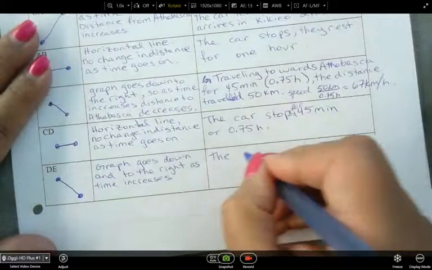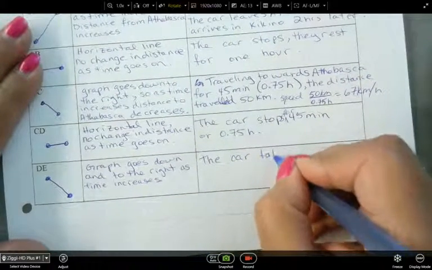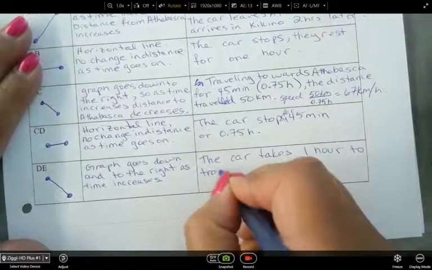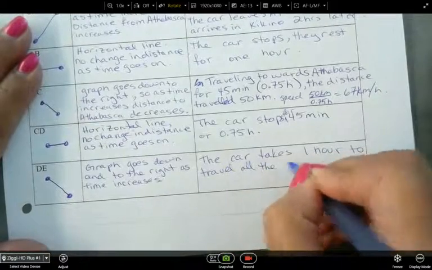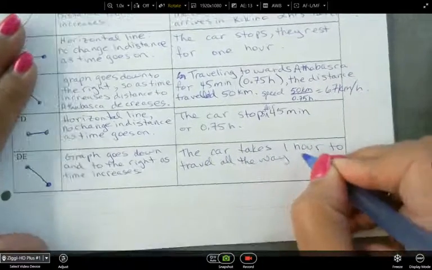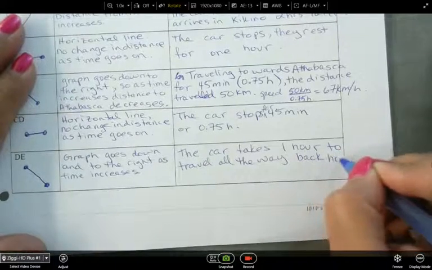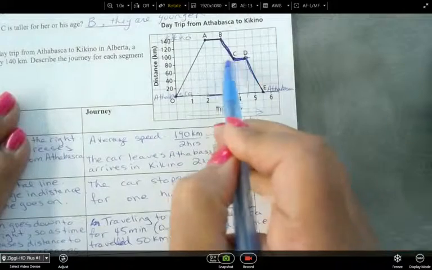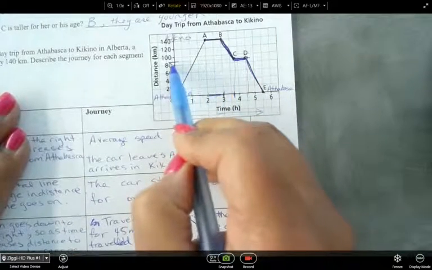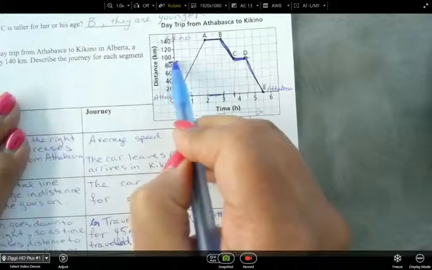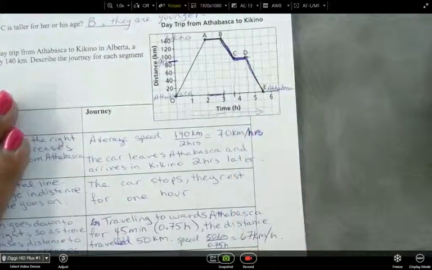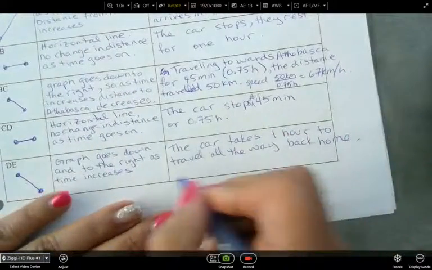So the car takes 1 hour to travel all the way back home. Okay, and how far was it? 85 kilometers. So right here, so we want to look at this between 80 and 100. We're going to say this is 90. Okay, and then this is 0. Okay, so they travel 90 kilometers back home.